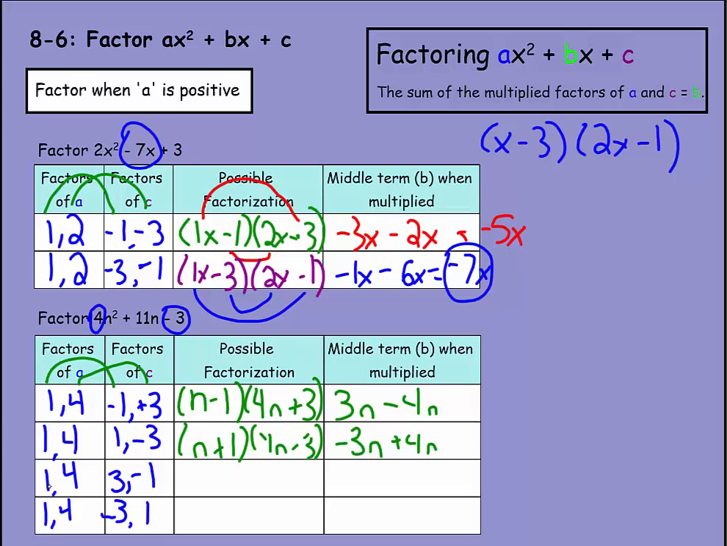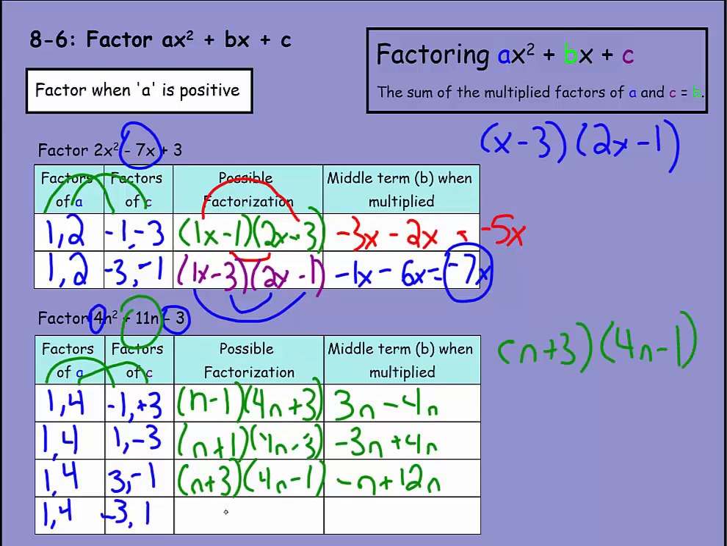I have positive n plus 3 times 4n minus 1. N times negative 1 is negative n. 4n times 3 is positive 12n. Negative 1n plus 12n equals positive 11n. And there it is. So I have now found my answer here, which would be n plus 3, and then 4n minus 1.